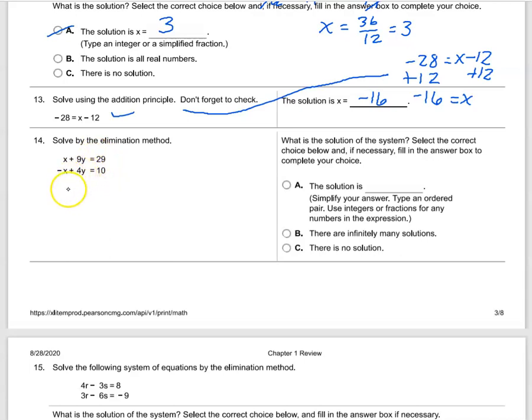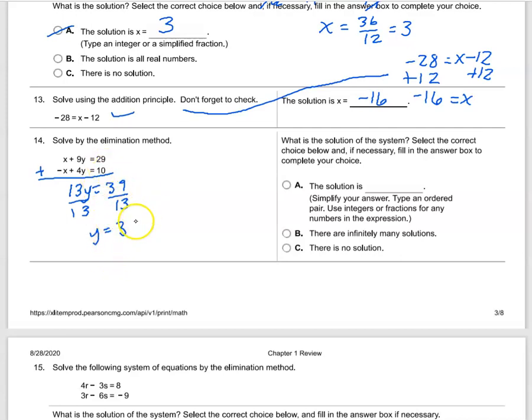It says to solve this by elimination, and so I'm noticing that I already have an x and a negative x, so I don't really need to multiply by anything. I can go ahead and just add these. This is going to be nothing. This is going to be 9y plus 4y, which is 13y. 29 and 10 is going to be 39. Divide both sides by 13, so y is going to be 3.